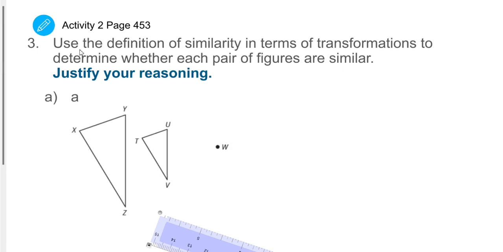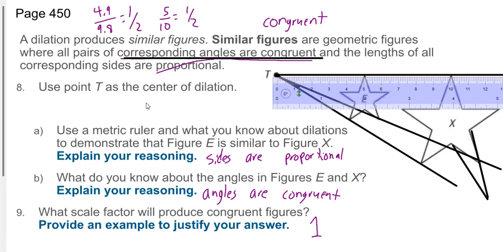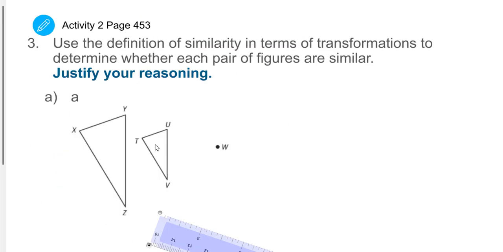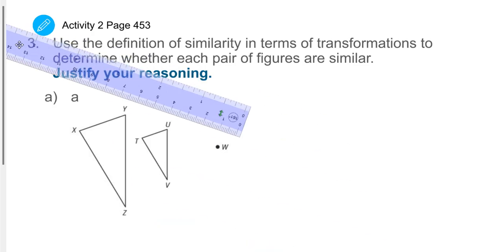Another one: use the definition of similarity in terms of transformations to determine whether each of these figures are similar. So these are similar triangles, same sort of definition as similar figures, where angles are all going to be congruent, but the sides will be proportional. So how am I going to be able to do this? I'm going to get my ruler. I can put it right here.